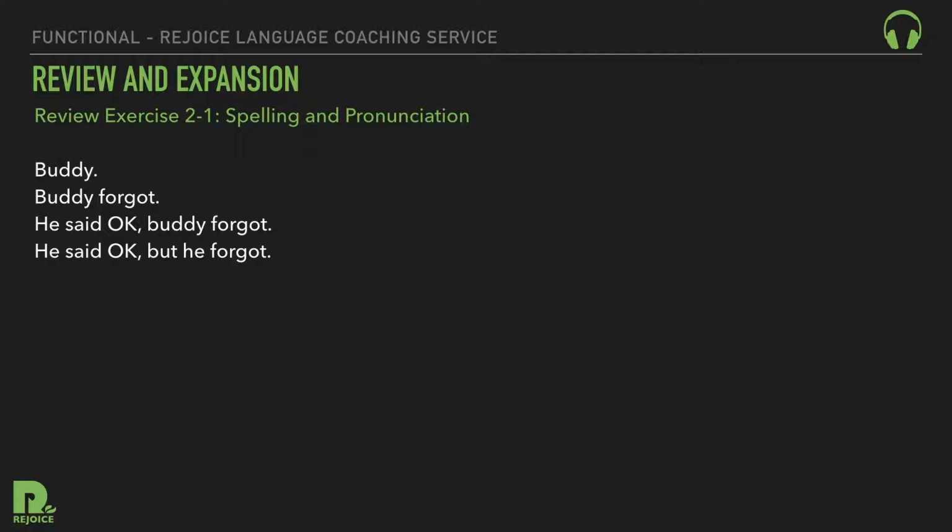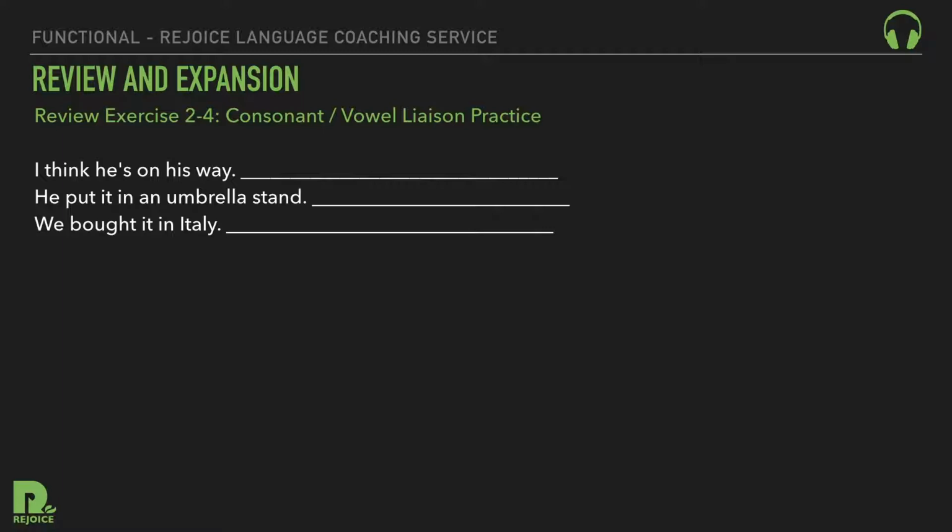Review exercise 2-4, consonant-vowel liaison practice. 1. I think he's on his way. 2. He put it in an umbrella stand.